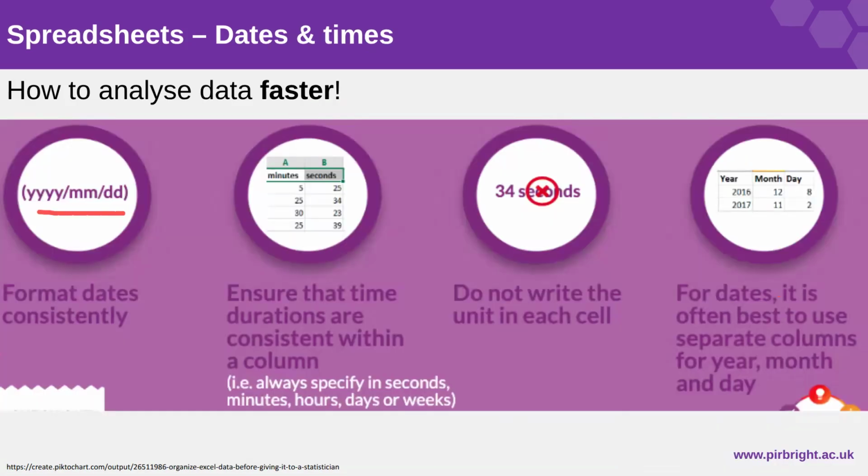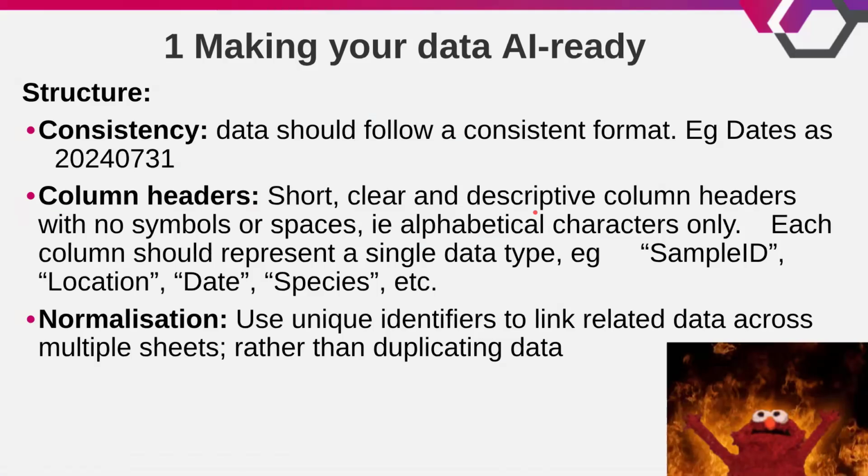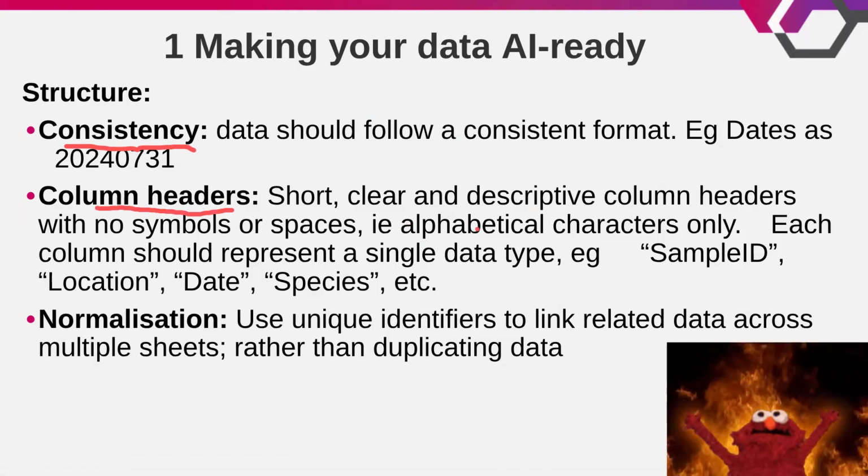Format dates consistently. You can see this is not actually the ISO 8601 standard. You can split minutes, hours, months, weeks, years, whatever, into columns. You don't need the units inside there. So be consistent with whatever metrics you're using. Use informative short column headers without any symbols, such as species, date, location. And you can use identifiers to link related data across sheets rather than duplicating data.